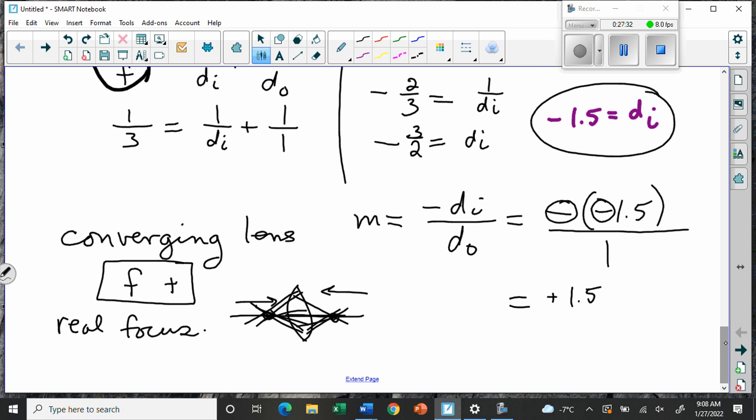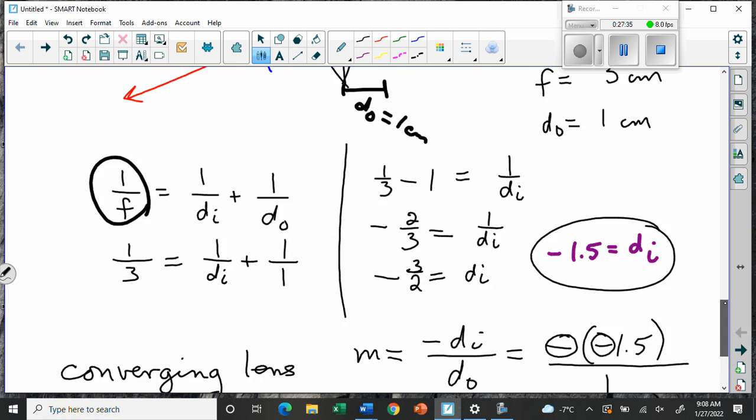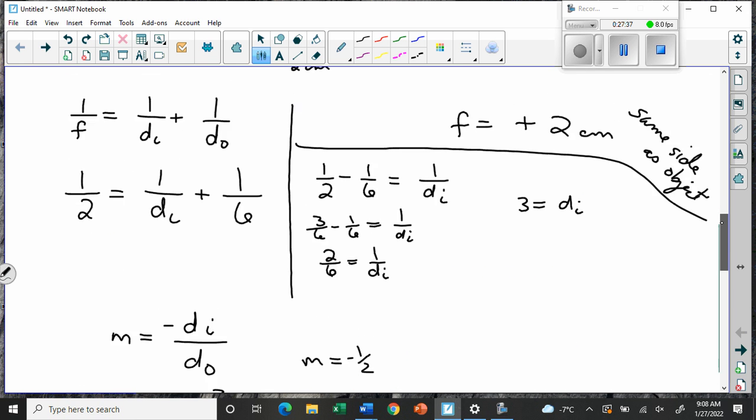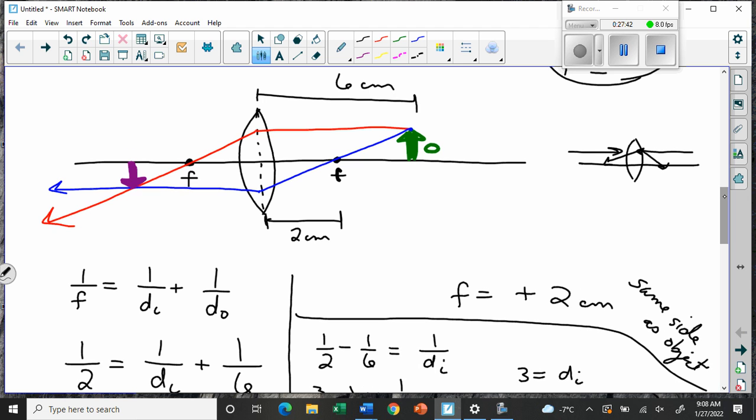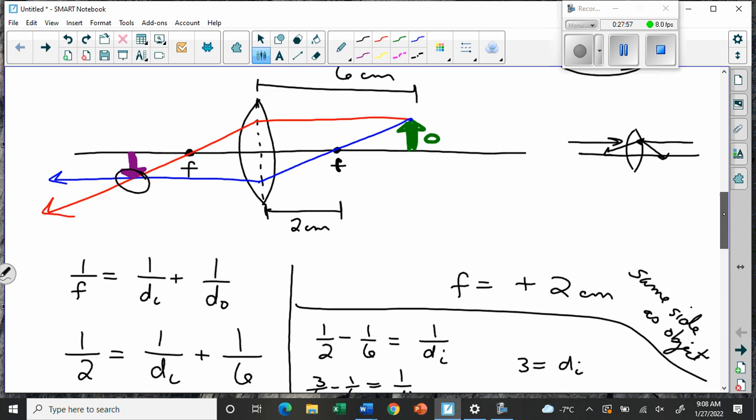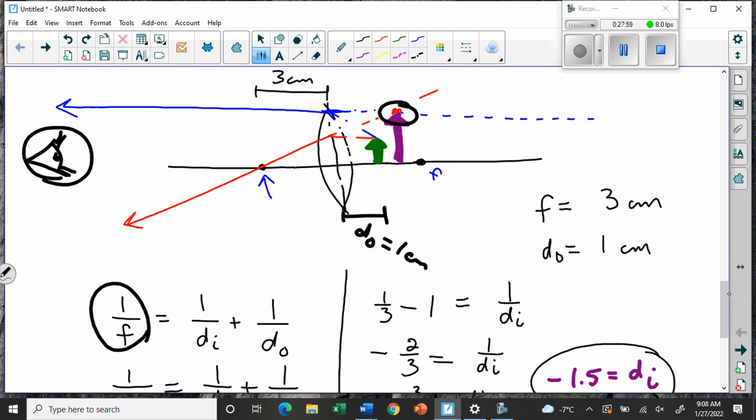Now, what is interesting is the di. What you'll notice in the first example is the di turned out positive because it was in the real world, and that's because it was formed by the crossing of two lines. So we're not really looking at opposite sides. We're looking at whether or not it's formed by real light rays that are crossing. But in the second example, it's important to see that it was formed by these dotted lines, which are imagined light rays. They are not real. So therefore, that makes sense, a virtual image.